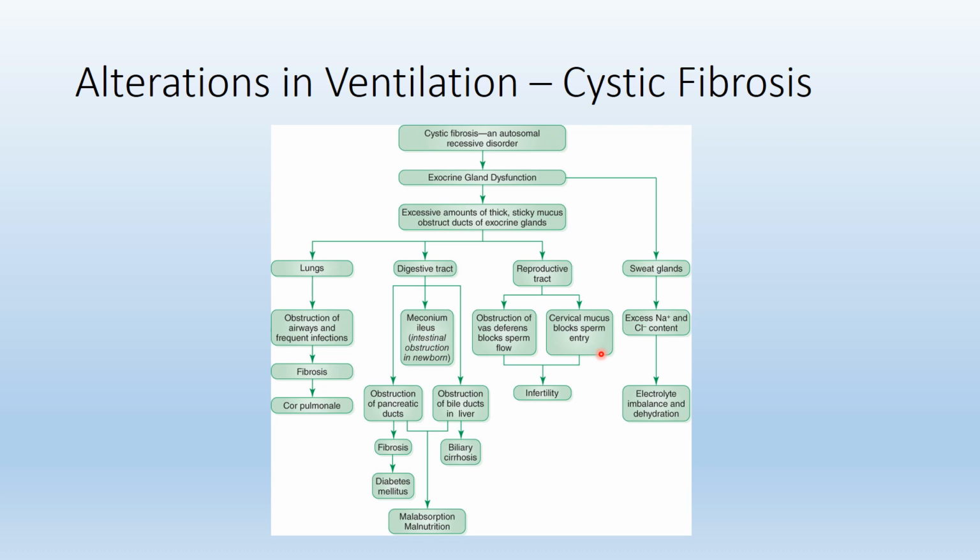Okay, the same way goes for the females, in that we could block cervical entry. So the cervical mucus can block sperm entry in the female reproductive tract, even if sperm are produced in the male.